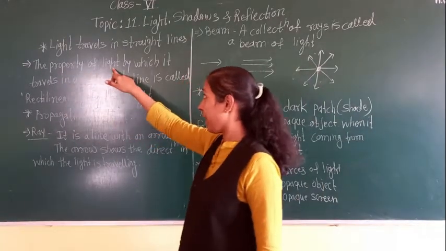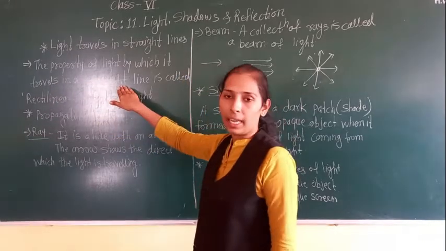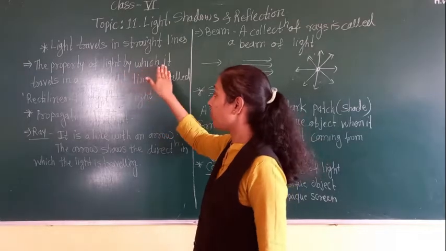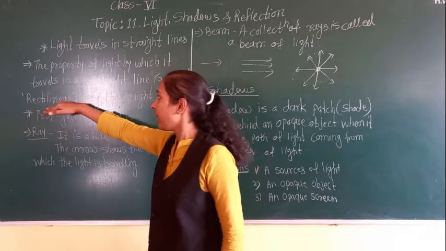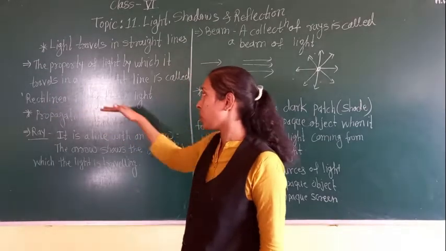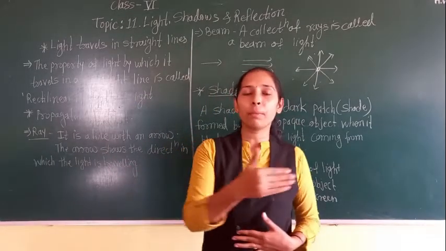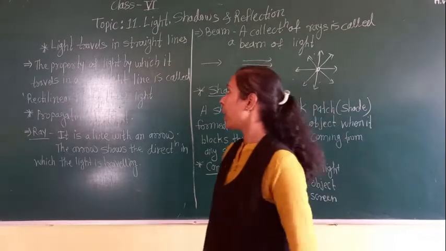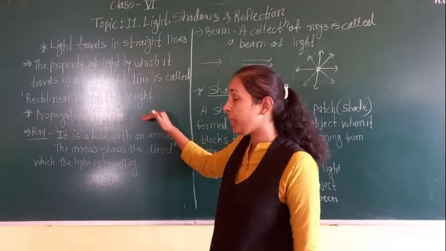Let's see the definition of rectilinear propagation. The property of light by which it travels in a straight line is called rectilinear propagation of light. So the property of light by which it always travels in a straight manner is called rectilinear propagation of light.